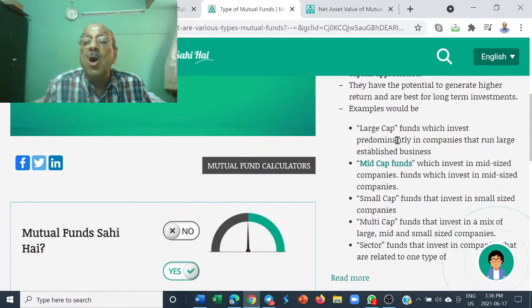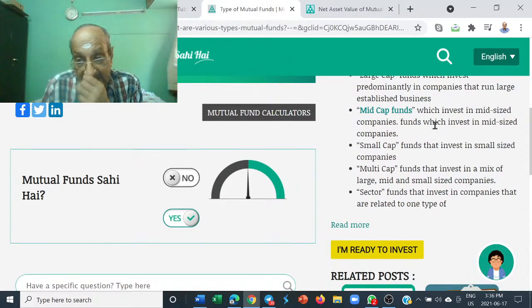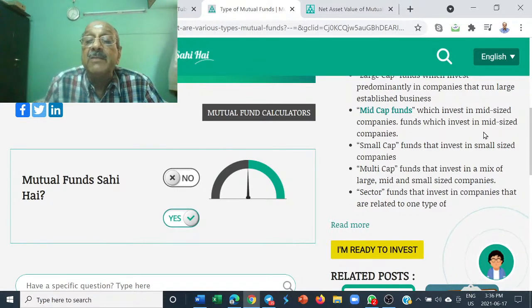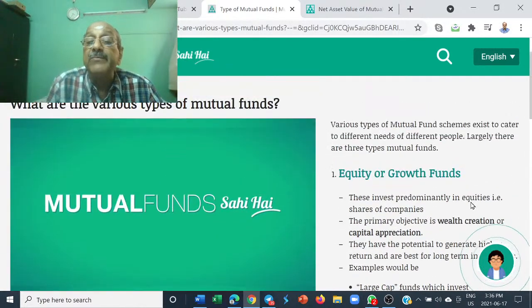Examples would be large cap funds, which invest predominantly in companies that run large established businesses. Mid cap funds, which invest in mid-sized companies. Small cap funds that invest in small-sized companies. Multi-cap funds that invest in a mixture of large, mid and small-sized companies. Sector funds that invest in companies that are related to one sector.